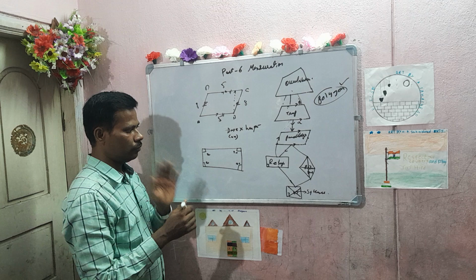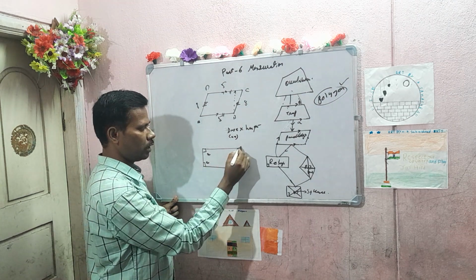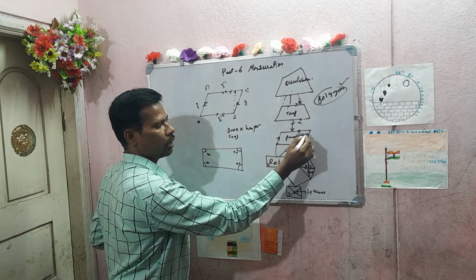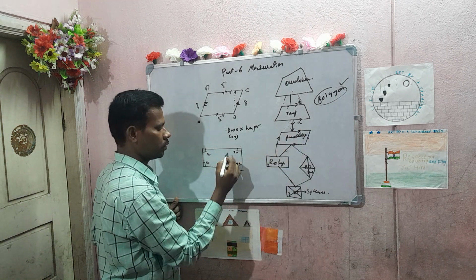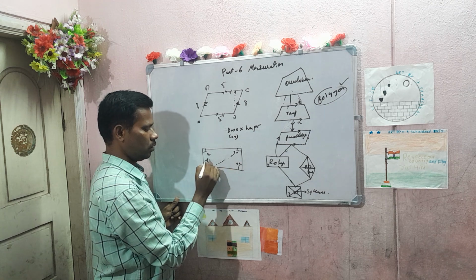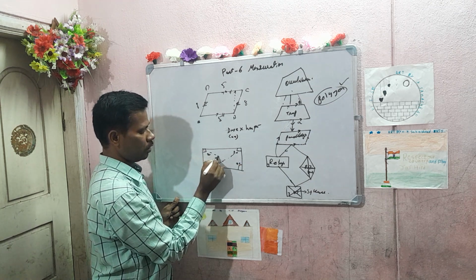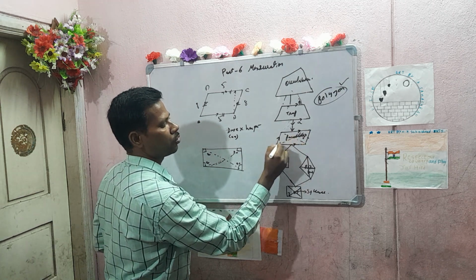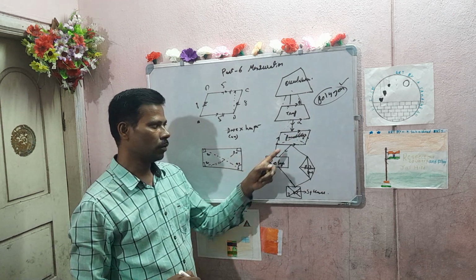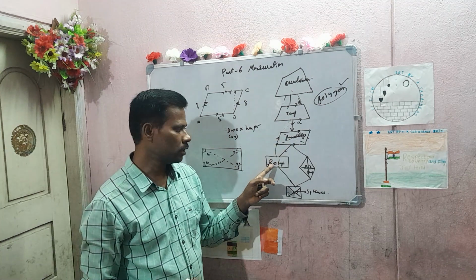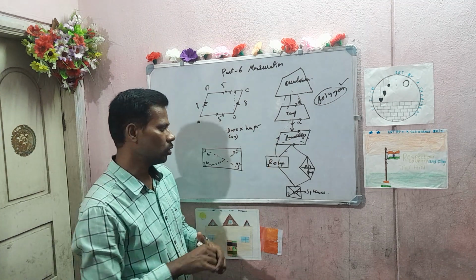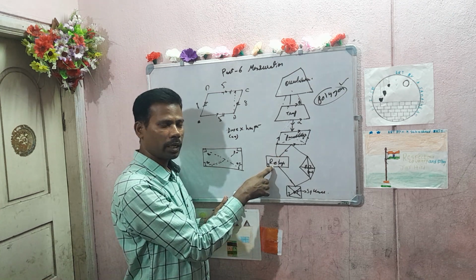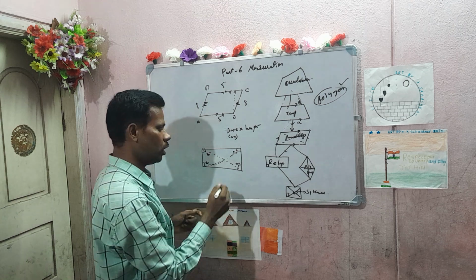I will not go deep into that. Just remember, in a rectangle, diagonals are equal. What do you mean by diagonals? Diagonals are the line segments that run between opposite vertices. This is a diagonal, and this is another diagonal. There are two diagonals. Each angle in a rectangle is 90 degrees. One special property is, in a rectangle, diagonals are equal. Remember this, very very important.